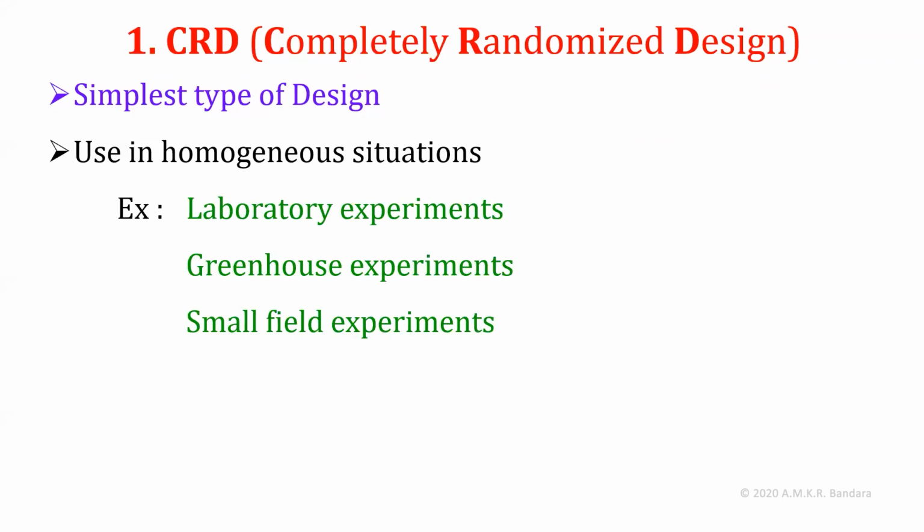We know we can provide the same condition in the laboratory setting. Therefore, CRD can be used for laboratory experiments, because we can control temperature, light, RH. We can provide the same thing to all the experimental units. In the greenhouse also, we can control the environment and provide the same condition to all experimental units.